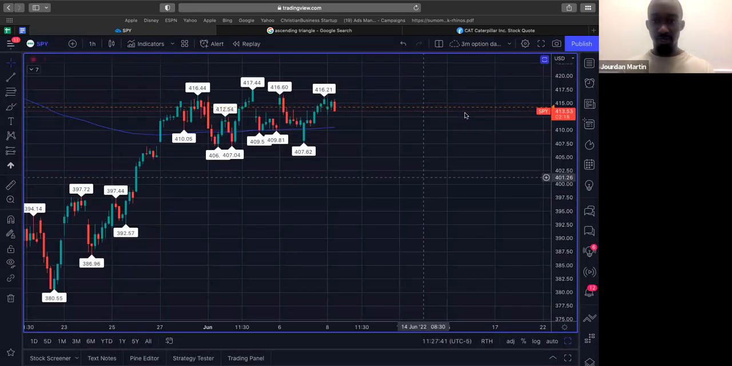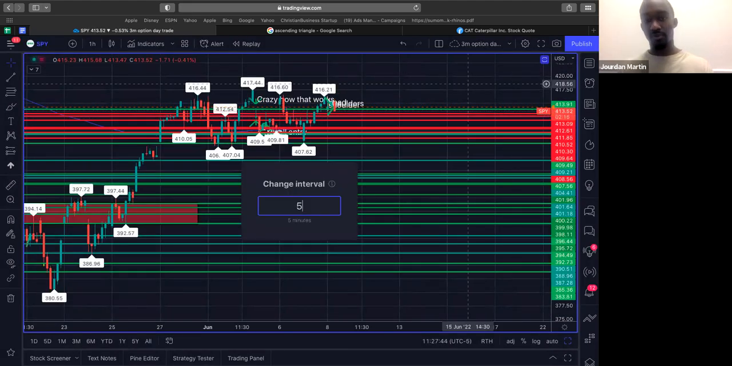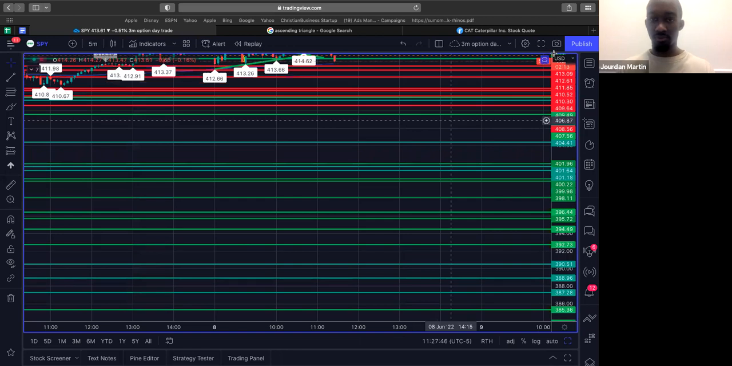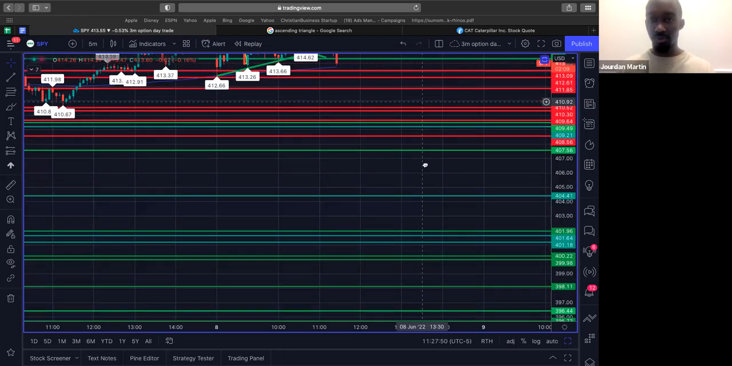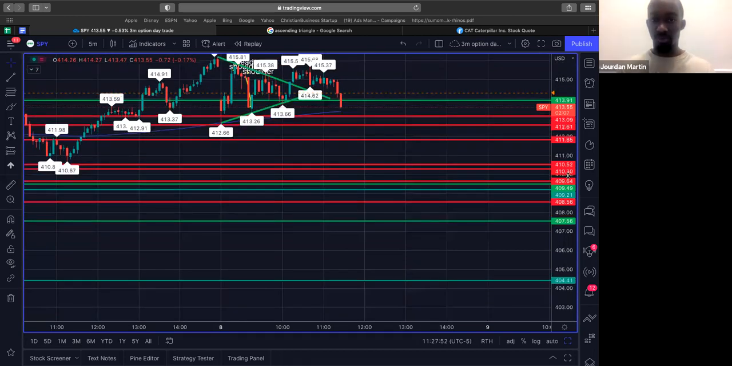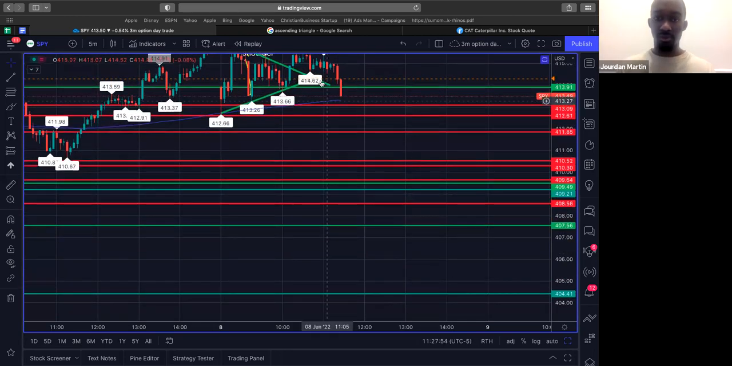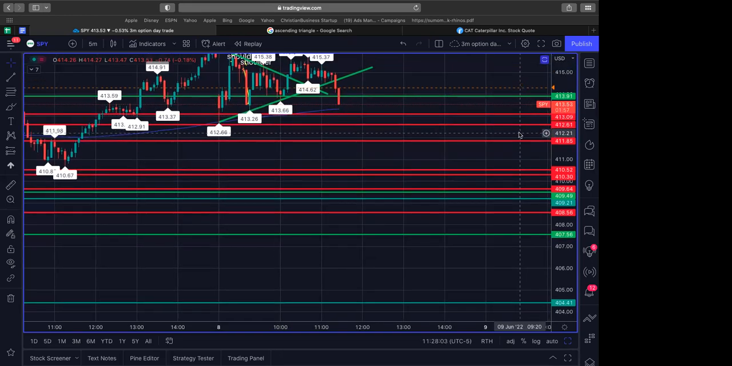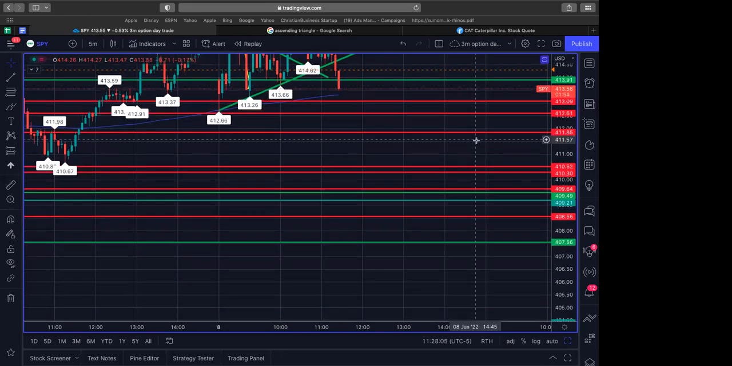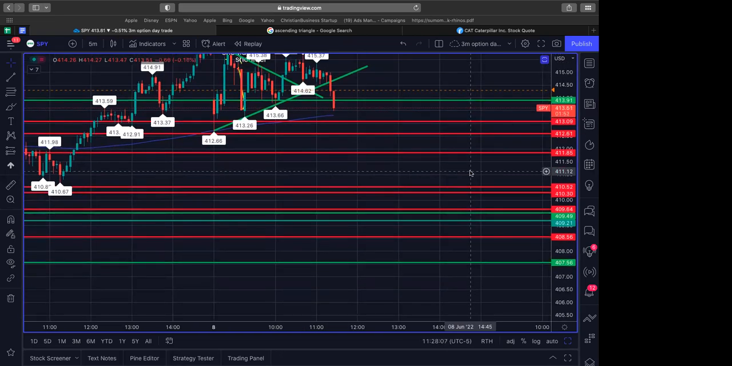SPY breaking the trend line on the 5. Yep, the SPY is breaking that trend line on the 5-minute. That Nvidia trade would have been nasty, bro. It just broke its support too. Damn.